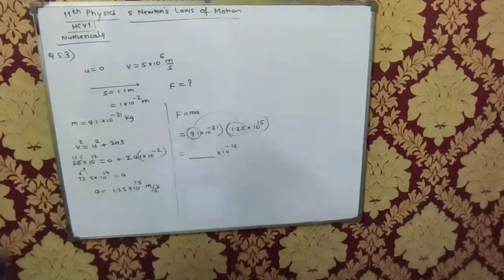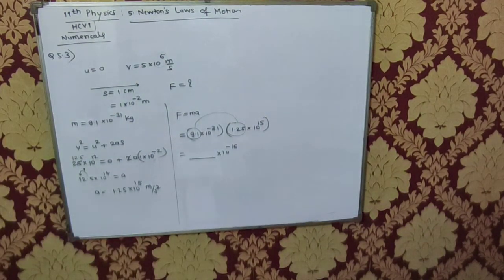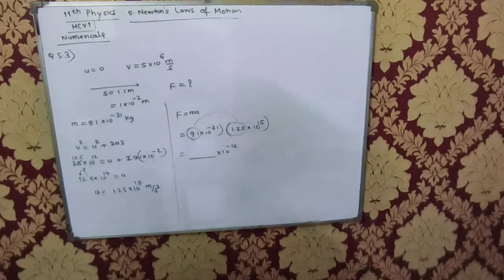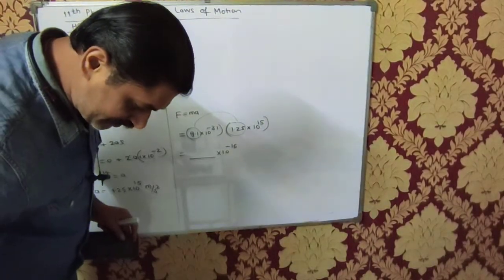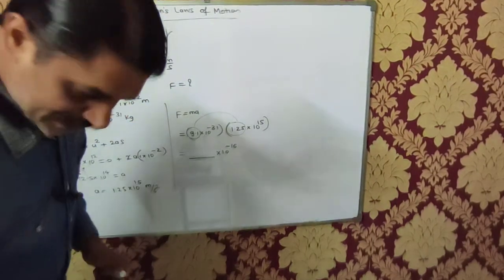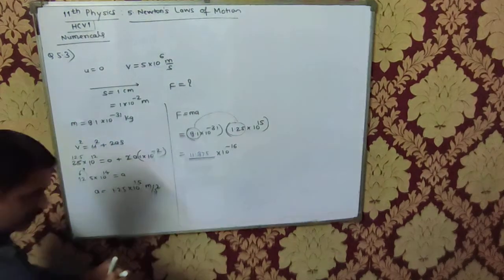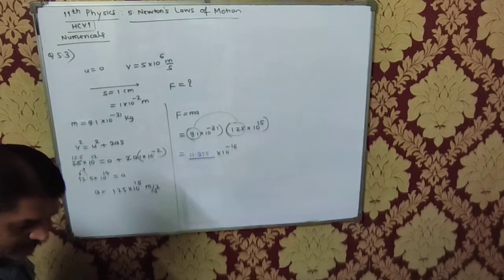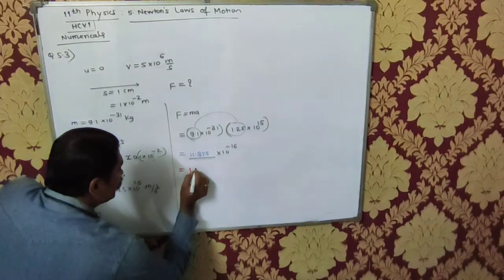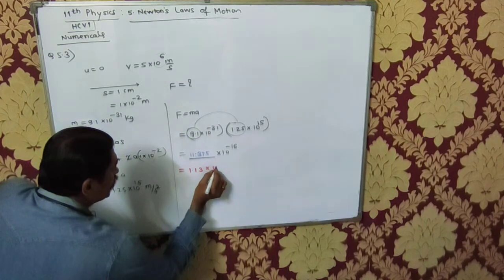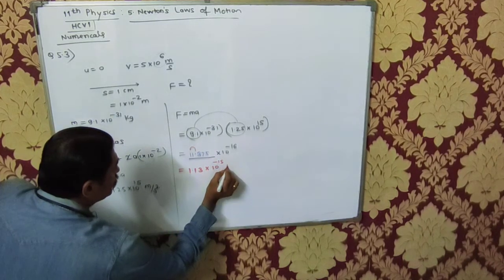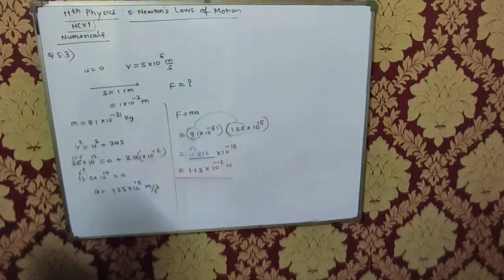Let us take a calculator. Guys, with the calculator, 9.1 into 1.25. 9.1 into 1.25 is 11.375. Check the answer at the back, please. So this is like 1.1 into 10 raised to minus 15 newton. This is the force exerted on the electron: 1.1 into 10 raised to minus 15 newton. The answer is given there as well.